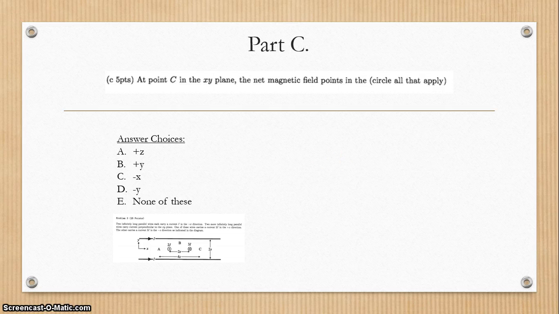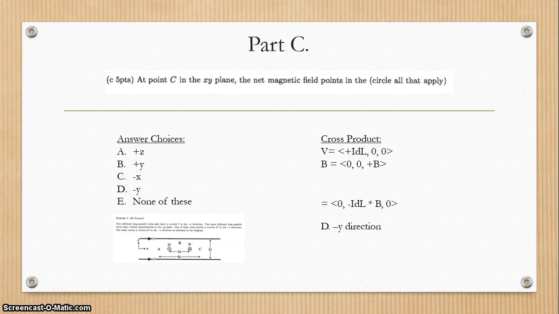At point C, we are near the stronger field going into the page with a current of 3 amperes. So it applies almost to situation number 1, where we have v cross B via the Biot-Savart law, and we find that it acts in the negative y direction, which is answer choice D.